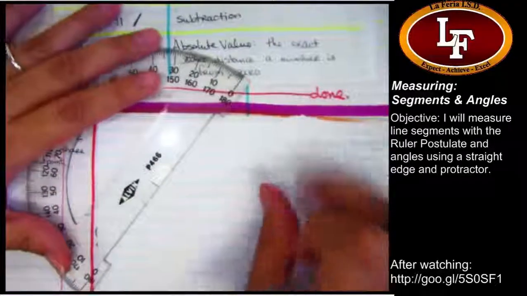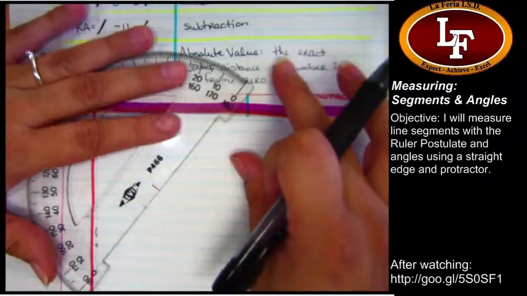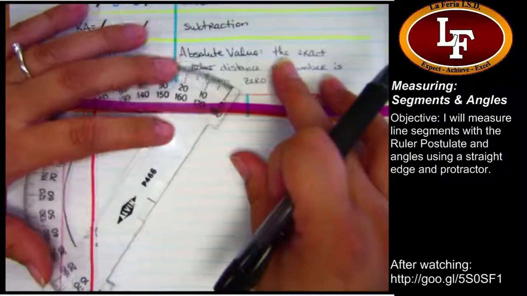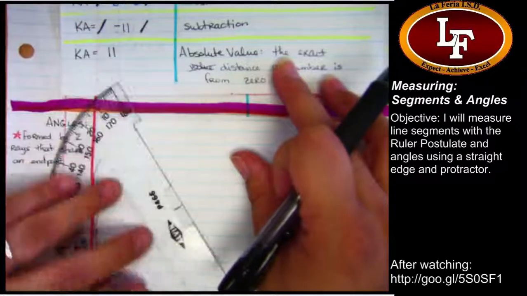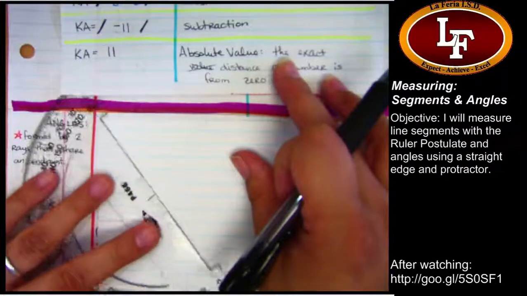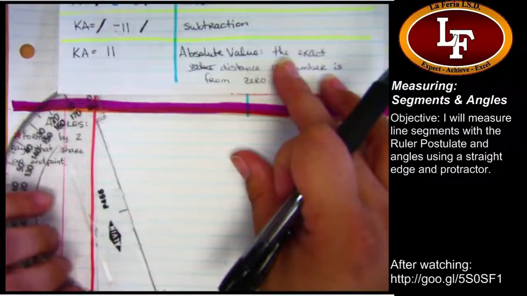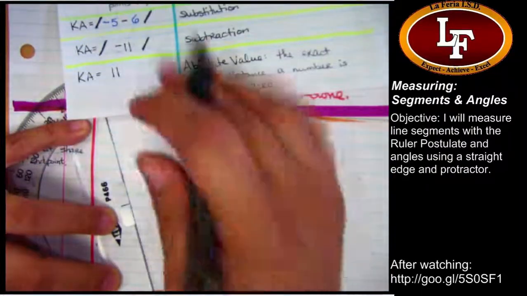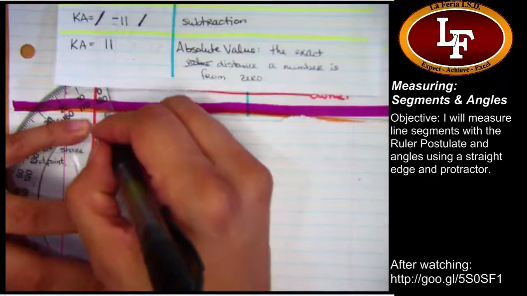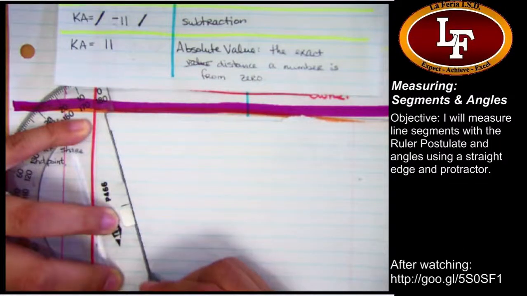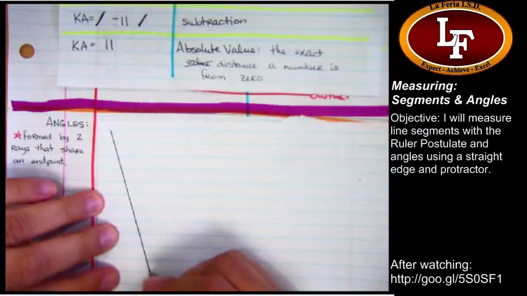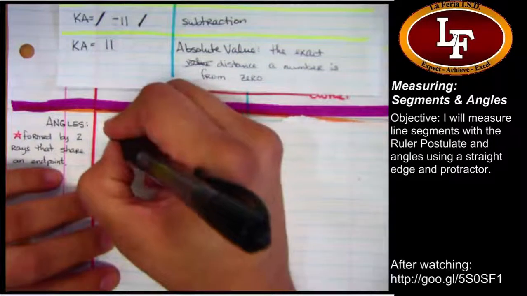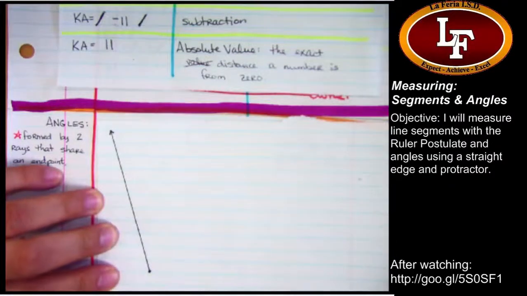So take your protractor, we're going to use our straight edge, and we're going to draw an angle. Doesn't matter where you put this line. I'm going to put it over here, and make it kind of big. There it is. But remember, this is a ray, so it has an endpoint, and it goes off forever in another direction.